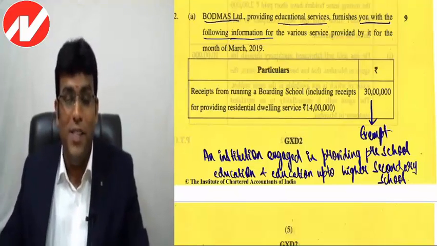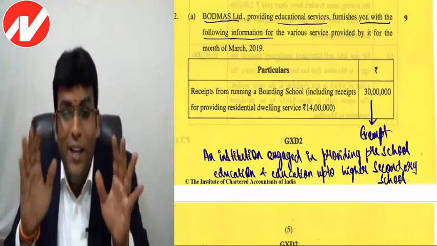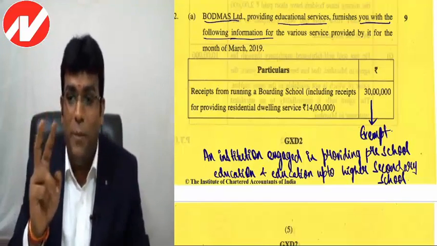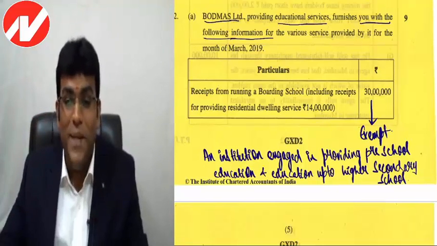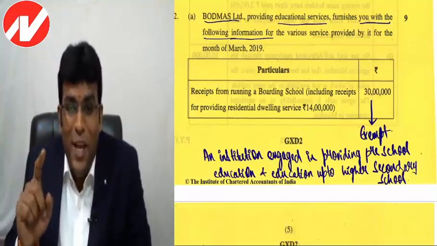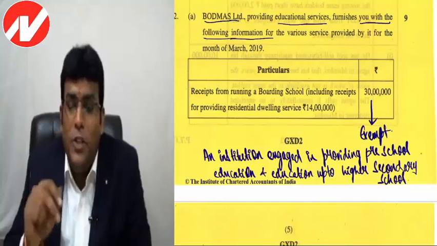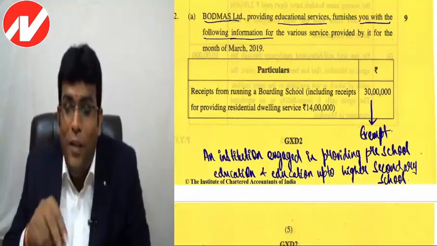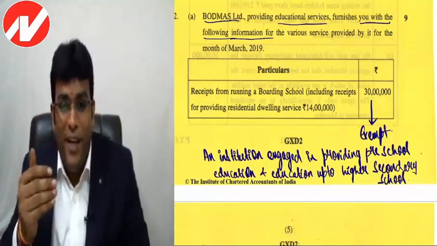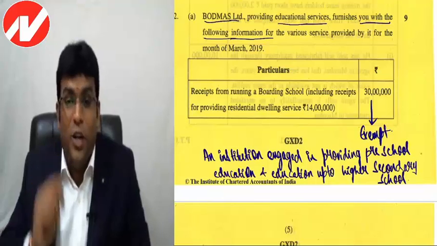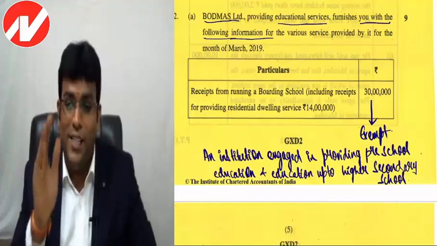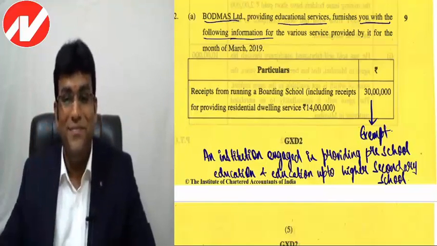Because let me tell you, my dear friends, education institution is divided into 3 categories. The 3 categories are: number 1, an institution engaged in providing preschool education and education up to higher secondary school or equivalent. Higher secondary school is something like up to 12th. Number 2, an institution which is engaged in providing education as a part of curriculum for obtaining qualification recognized by the law. Number 3, an institution engaged in providing education as a part of approved vocational course. So these 3 institutions, when they are providing service to students, faculty and staff, that is straight away exempt.